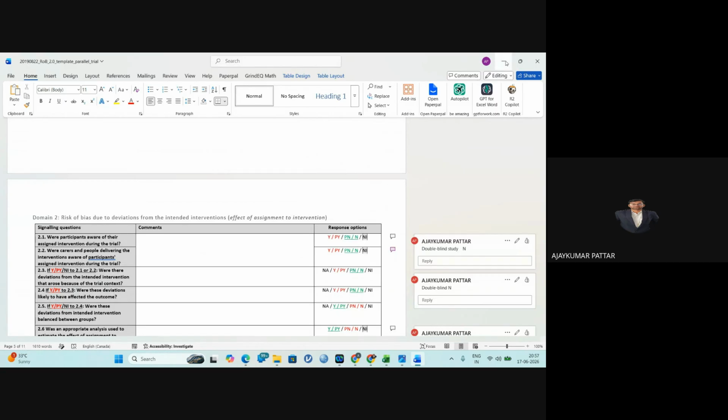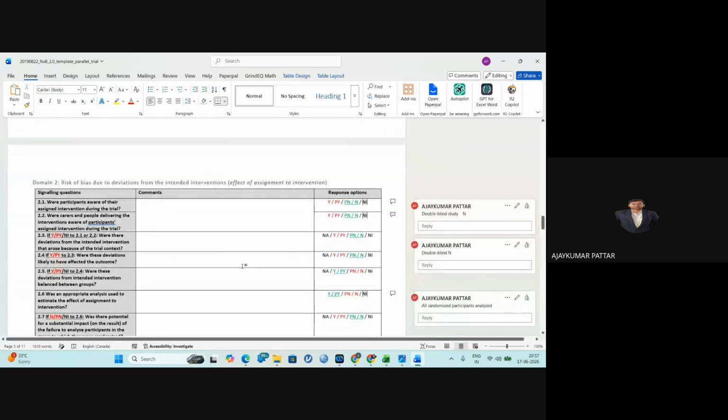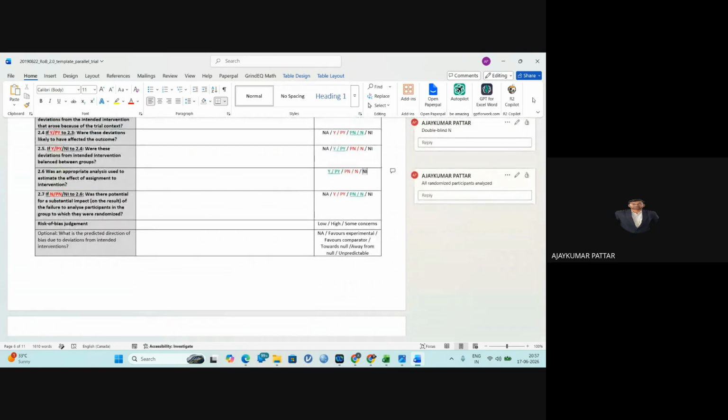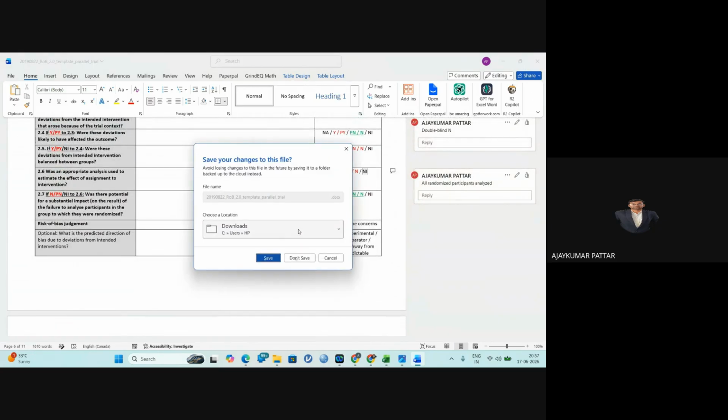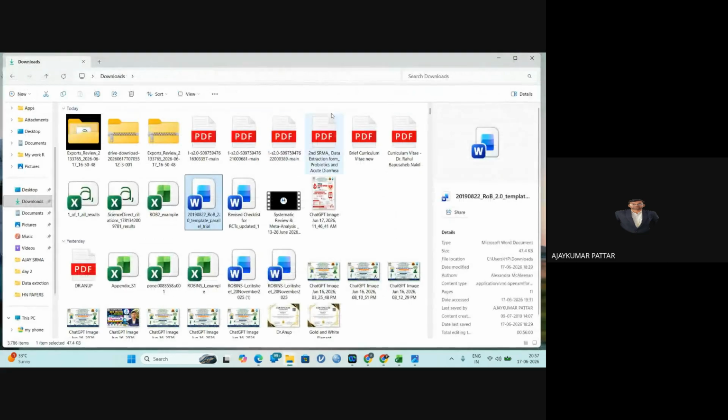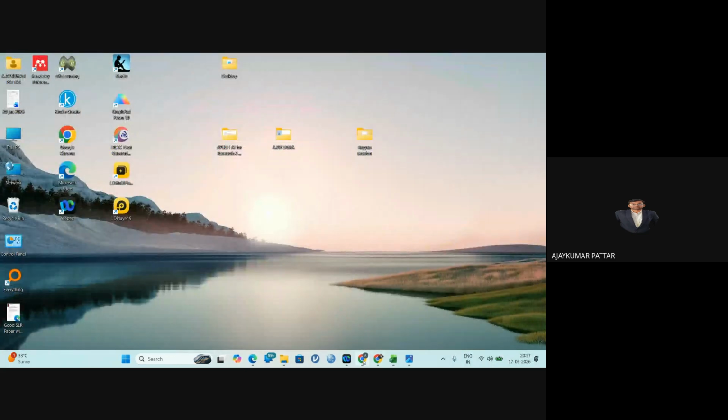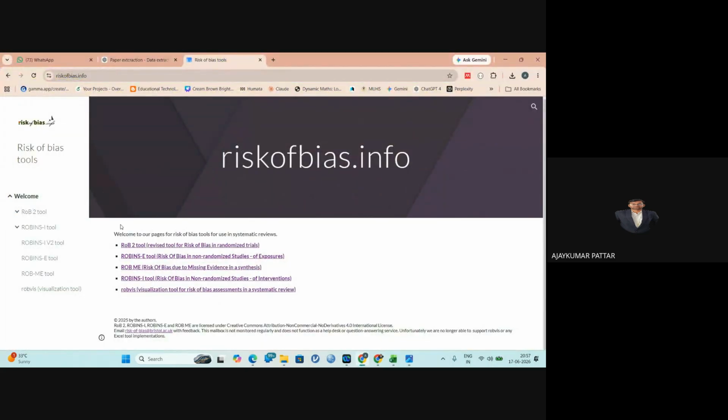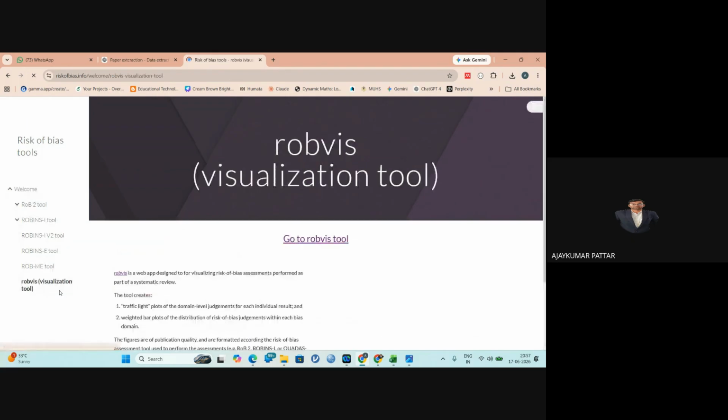So like this, if we have to do it for all 23 papers in our studies. Then after this, once again, I have a file with me with all the studies, domain 1 low risk, domain 2 high risk. So like this I will create one Excel sheet according to this tool. Then I will click here, the robvis visualization tool.